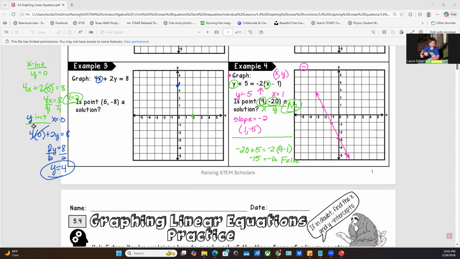So it's a little bit harder. You have to do a little bit more math, but it's not bad. Okay, it's just the hardest of the two.